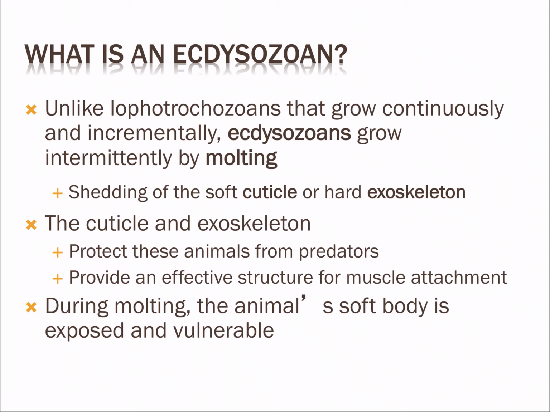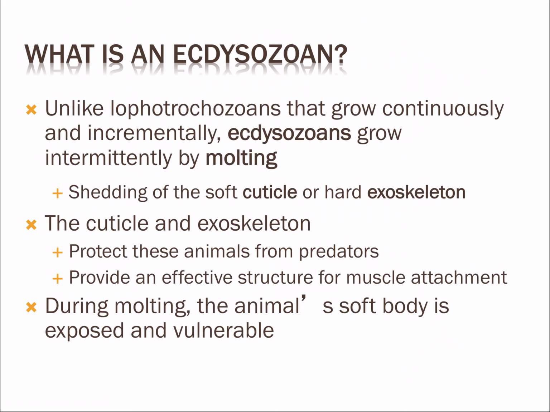Okay, so let's move into the ecdysozoans. These are the ones that, unlike the Lophotrochozoans, which grow continuously, incrementally, grow intermittently, so they are going to molt. That means they're going to essentially take their skin and shed their hard exoskeleton or the soft cuticle, depending on the type of organism, and they're going to grow into a new one.